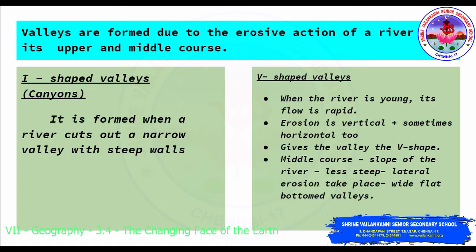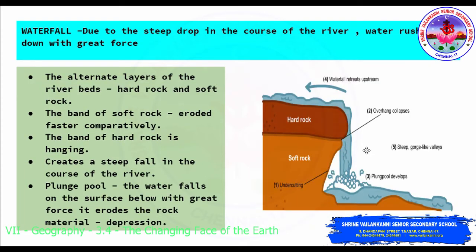In the middle course, the slope of the river becomes less steep. As a result, the lateral erosion becomes more important than the vertical erosion. So this leads to the formation of wide, flat-bottomed valleys bordered by gentle slopes. Next is the waterfalls. When there is a steep drop in the course of a river, the water rushes down the drop with great force and the waterfall is formed.